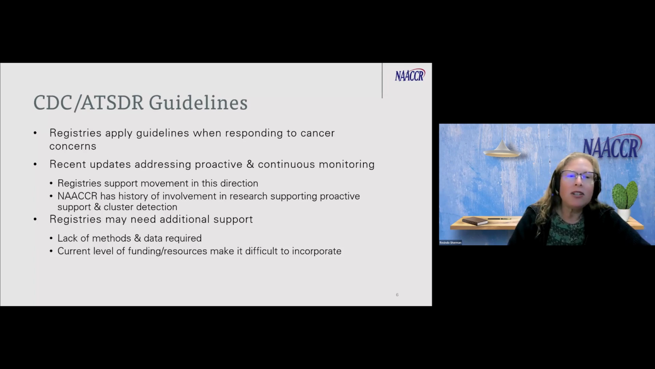And then additionally, while some registries and health departments may be able to incorporate the annual review of unusual patterns, it is important to note that both this proactive cluster detection and the continuous monitoring part are highly resource-intensive activities. Right now, the reality is that registries are not funded for these activities, and they generally already operate with very lean financial resources. So while we, the NACER members, the cancer registries, really do have expertise and interest in this area, the ability to adapt the new recommendations will likely be dependent on obtaining additional funding.